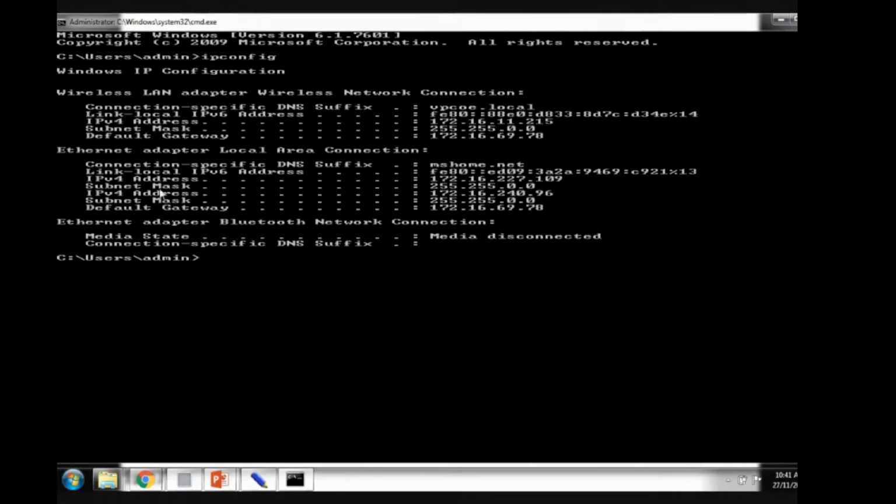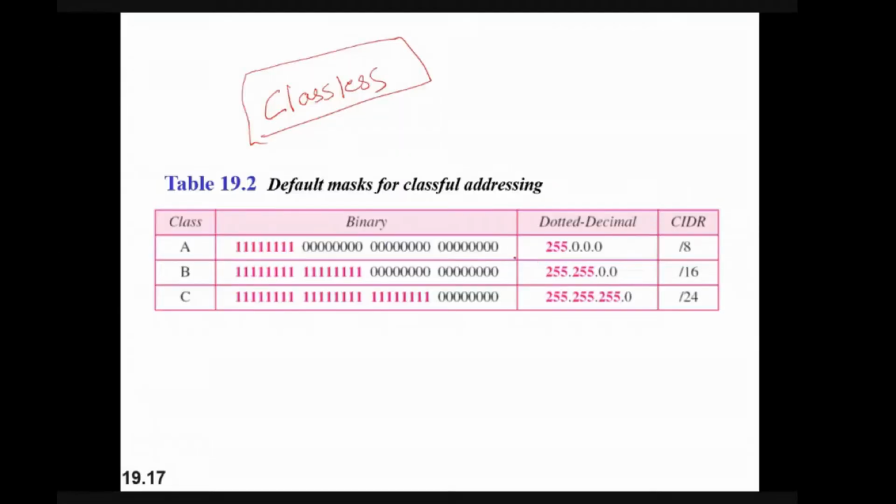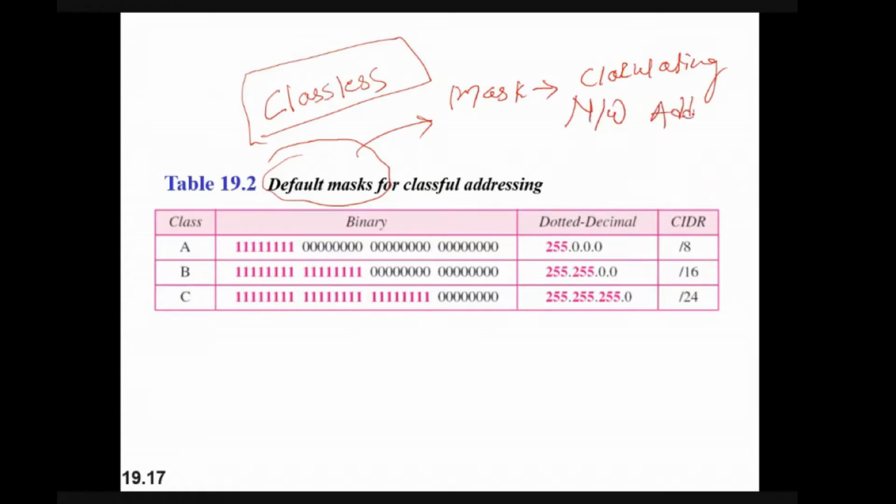Now, what is the use of this mask? Here also they are showing a default mask for classful addressing. This mask is very important. Mask is used for calculating the network address. Mask is very important to calculate the network address.